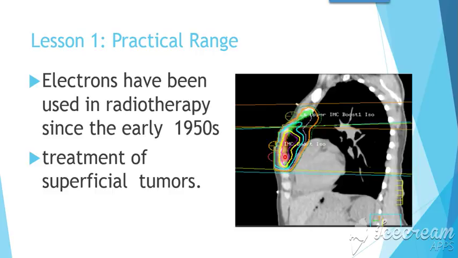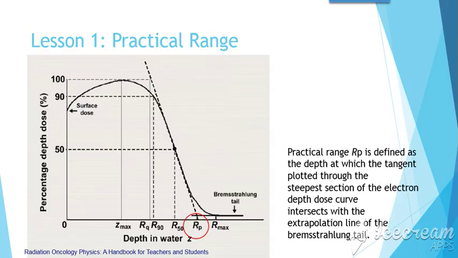tumors. This tumor is situated just beneath the skin in the chest wall, and it sits very close to the heart, so ideally electrons would be the best treatment.